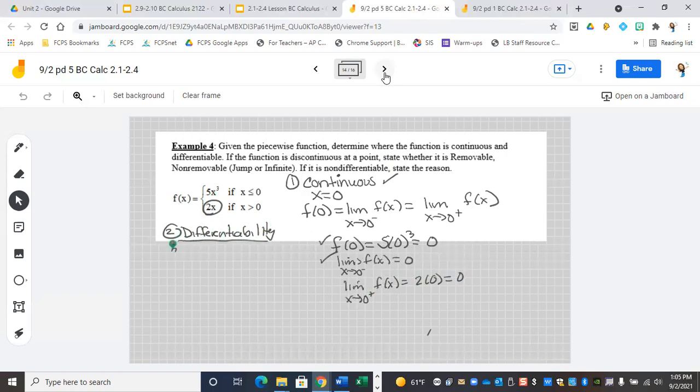So to now check for differentiability, first of all, you want to find f prime of x. So I'm just going to take the derivative of each individual function in the piecewise function. What's the derivative of 5x to the third? 15x squared. What's the derivative of 2x? 2. So then to be differentiable, what has to happen is the limit as x approaches 0 from the right of f prime of x has to be equal to the limit as x approaches 0 from the left of f prime of x.